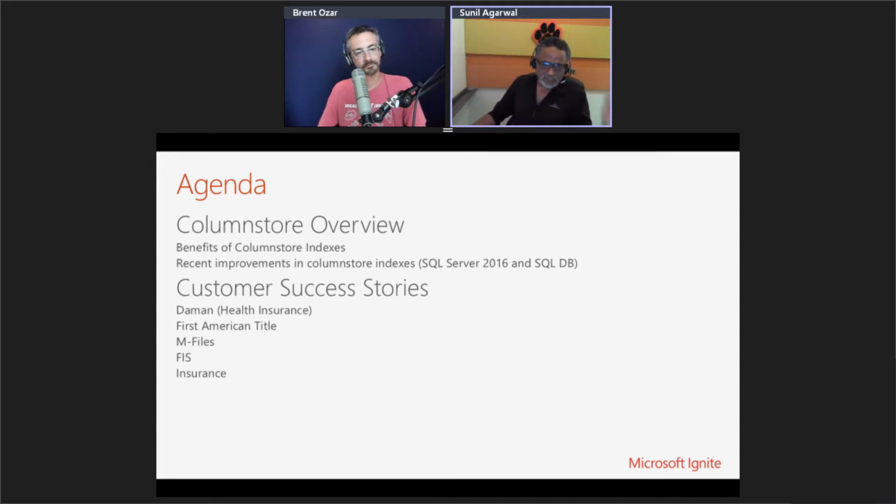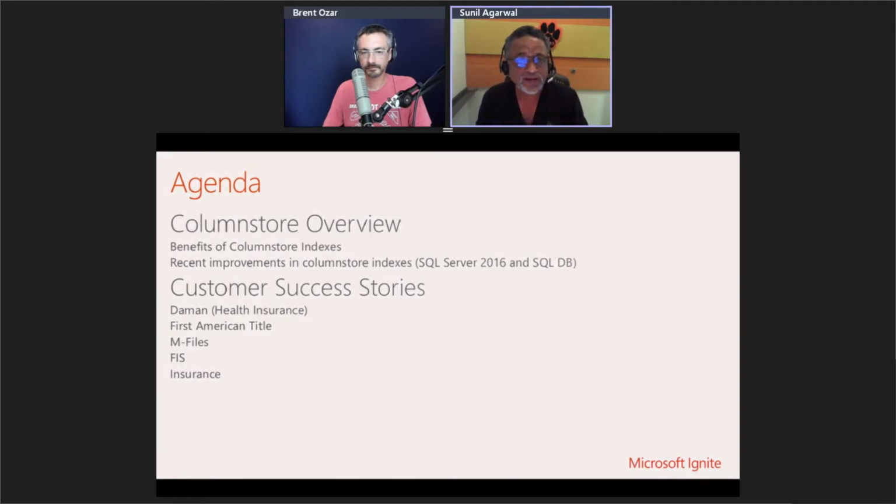And the success stories that I've chosen, these are the customers who are in production with column store 2016. So Damon is a health insurance company in UAE. First American Title is a financial company in Los Angeles. M-Files, I think they're from Finland. FIS is a finance company in, I believe, New York City. And there's an insurance company, but I'm going to skip that part. So four customer stories, okay?